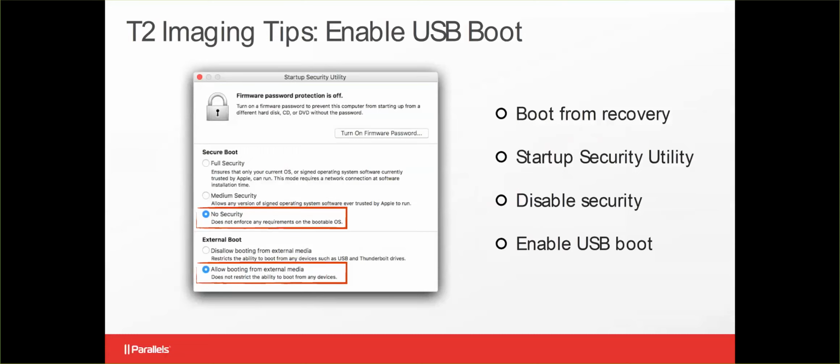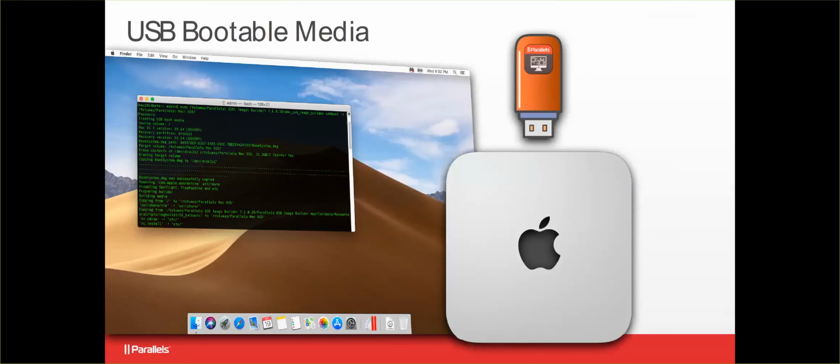So the first thing you need to do when you're on a T2 device is enable USB boot for this Mac. Then you can boot from the recovery partition, and then you can disable the startup security. Just those two radio buttons right there. And then the bootable media is created using a command line tool, as you're all familiar with command line tools, resulting in a faster boot process.